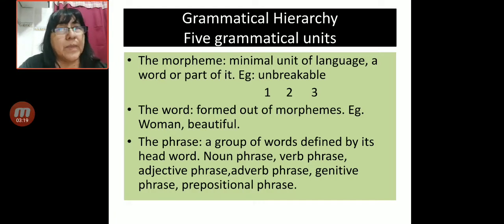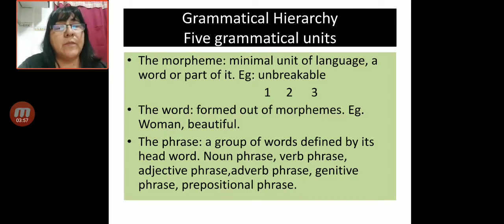For example, the noun phrase. If it is a noun phrase, the head of this phrase is going to be a noun. If you have a verb phrase, the head is a verb. An adjective phrase, the head is an adjective, etc. In the prepositional phrase, you generally have a preposition plus a noun phrase.